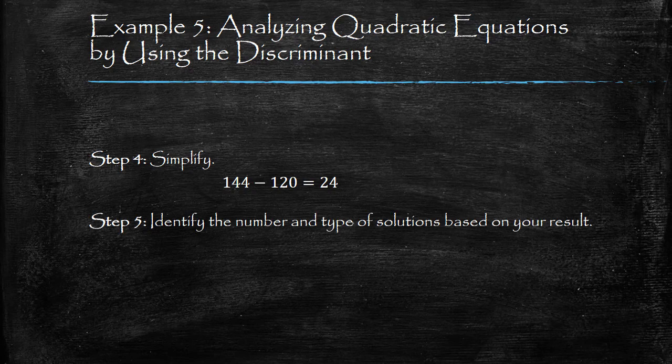So using that value, 24 greater than 0, I know that I have 2 distinct solutions, and I know that they're both real. They're real solutions, no imaginary numbers.